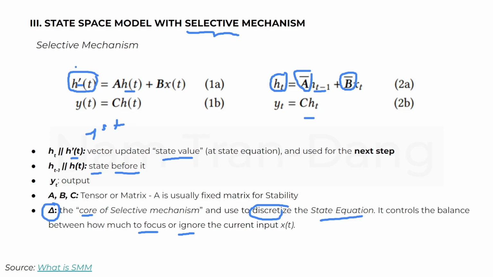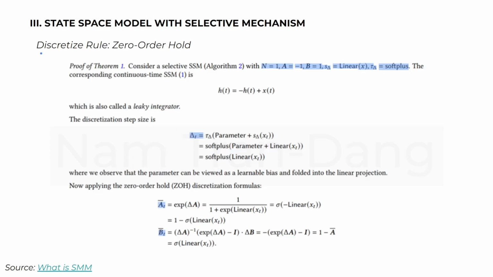But because the GPU cannot itself calculate the derivative directly, it needs to discretize. It is discretized by using this delta to discretize the A and B matrices. Then it is going to be calculated. So here is the discretized rule. Like what I mentioned before, the GPU cannot directly calculate the derivative, so it discretizes A and B into smaller parts that the GPU can calculate.